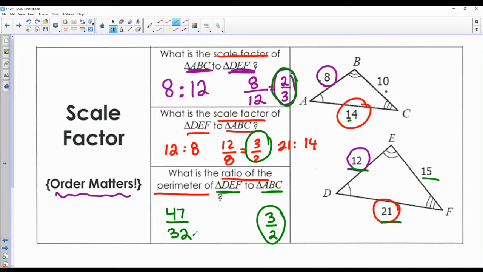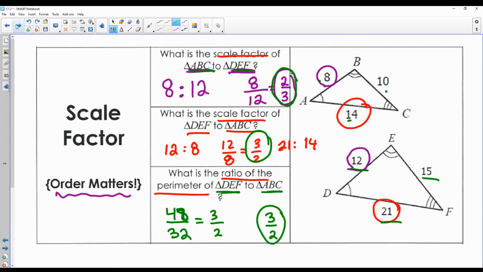Let's do this one more time. Oh, I did 14 instead of 15. So 12 plus 15 plus 21, and that gives you 48, not 47. They're both divisible by 16. If you divide them by 16, you've got 3 right here, and 32 divided by 16 is 2, so it's 3/2. So that scale factor, again, it doesn't matter which side you use. Just watch the order: the first one to the second one.